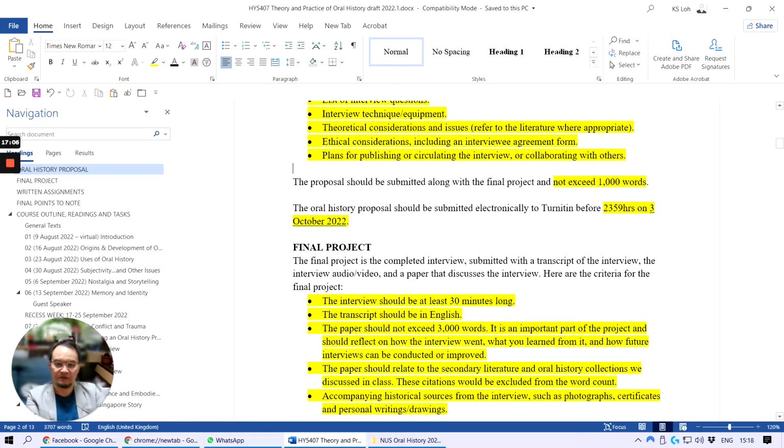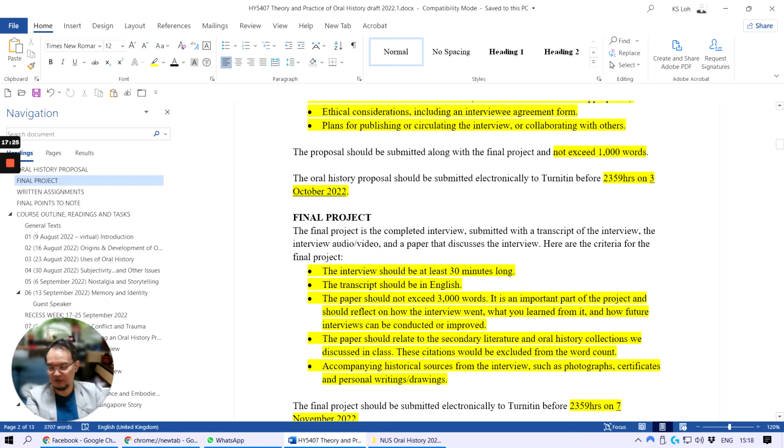Okay, and so this is not to exceed 1,000 words. So it's a very short and succinct proposal. Right? Don't make it drawn out. I want it to be useful for you to go to the next thing, right? Which is the final project.